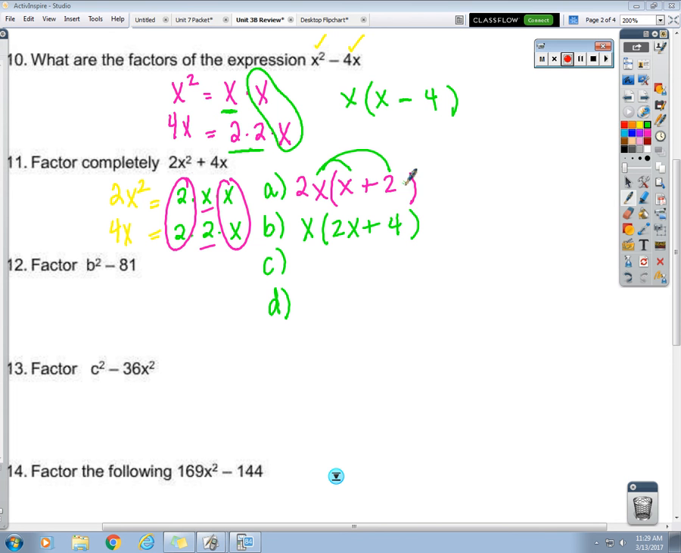Talking about how on the test, you might have two different answers that both distribute out to give you this. You've got to know which one's right. This one's right because 2x has to be pulled out. Both terms have a 2 in common, both terms have an x in common. Okay, number 12. Does anybody remember what this type of binomial is called?